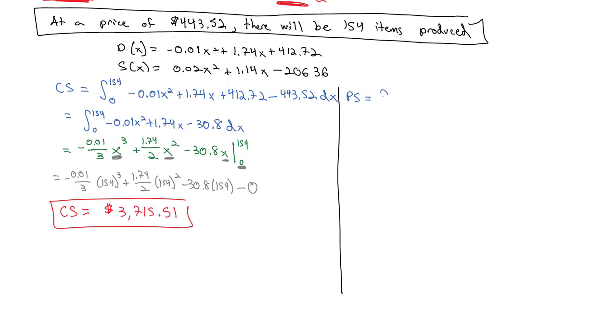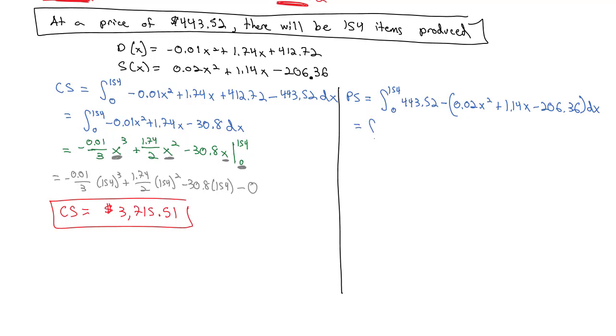Remember, the producer's surplus is that same integral from 0 to 154, but this time we start with the equilibrium price of 443.52. And we subtract, make sure it's in parentheses to show we're subtracting the entire polynomial, not just the first term. We're going to subtract the 0.02x squared plus 1.14x minus 206.36. I don't think my decimal point came over. And that's the equation that we want to evaluate to calculate the producer's surplus.